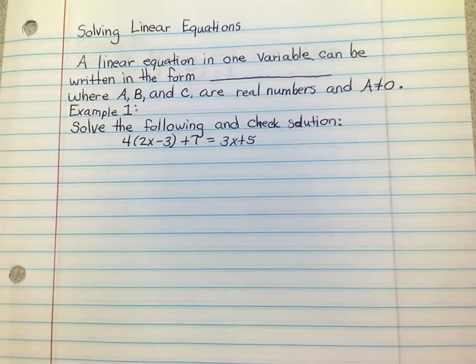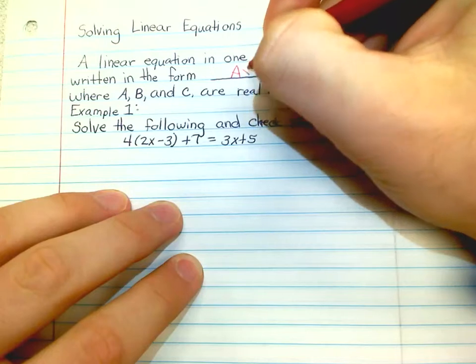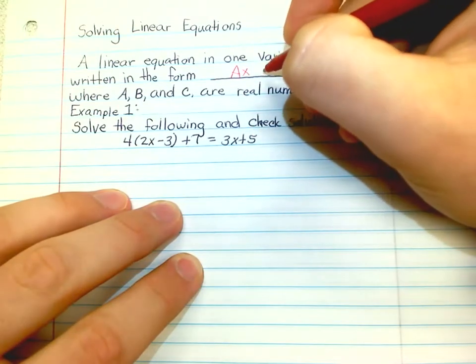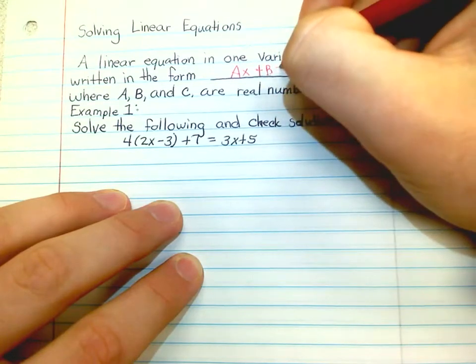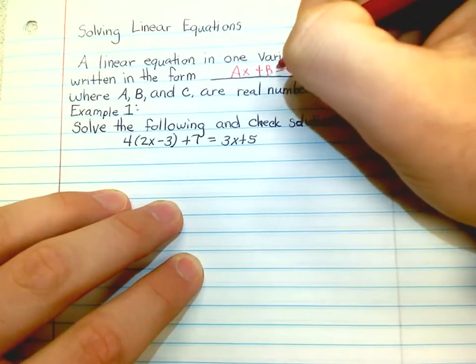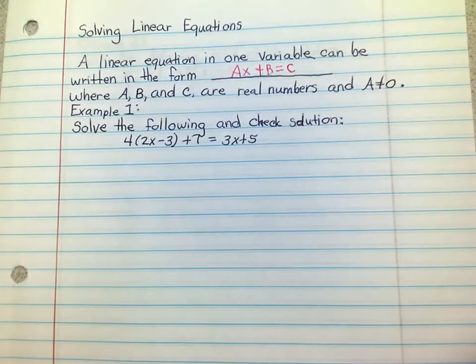Okay, a linear equation in one variable can be written in the form ax plus b equals c, where a, b, and c are real numbers and a cannot be equal to 0.